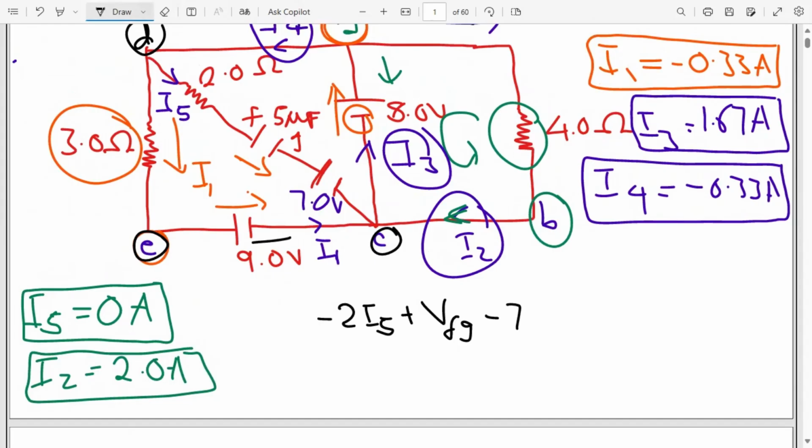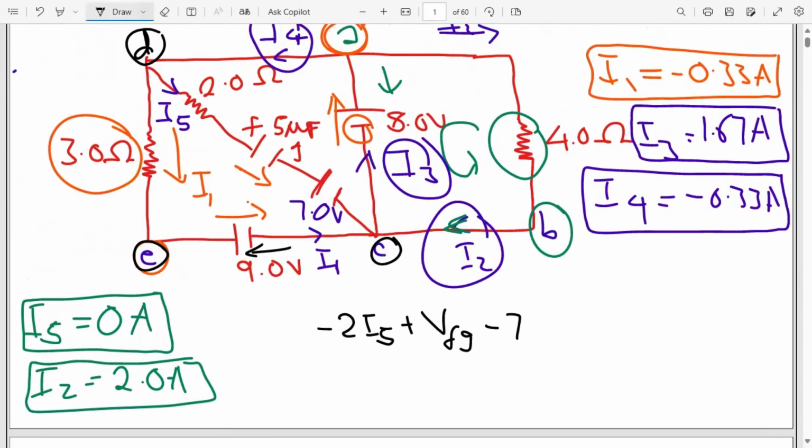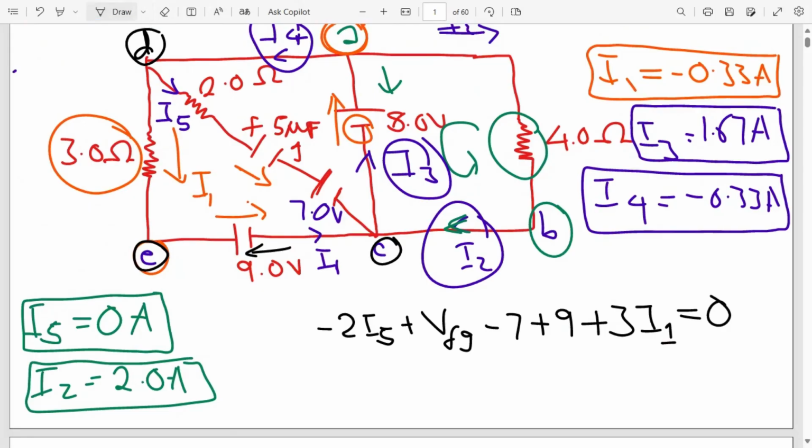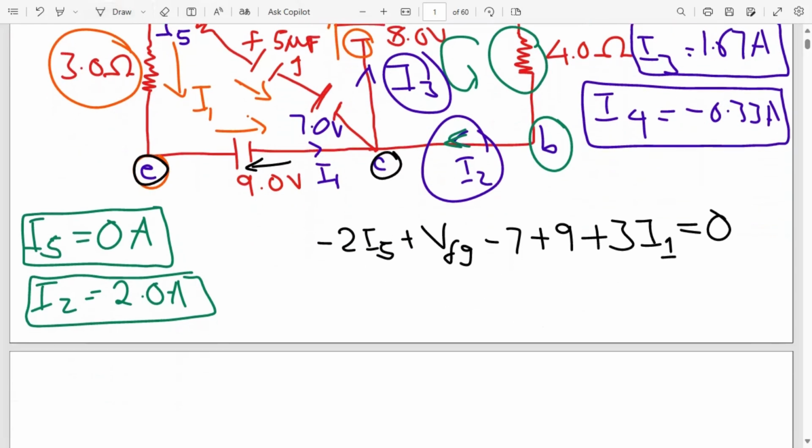Then we'll go in this particular direction. We're moving from the negative terminal to the positive terminal on the battery voltage, so that will be a voltage gain, or voltage rise. So I have my +9 there. Then on the 3 ohms resistor, we are moving in the opposite direction to the current I1, so that will also be a voltage gain. So I have +3I1, and this should be equal to 0. We can now close our loop. Then from here, we can calculate the value of VFG.